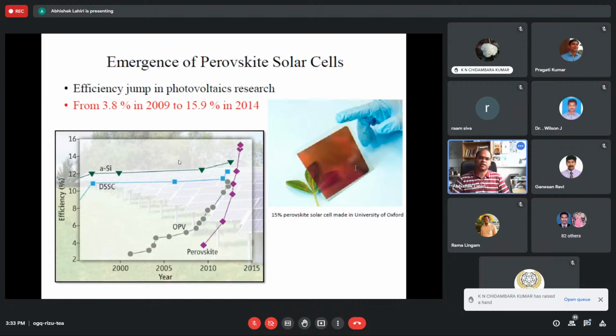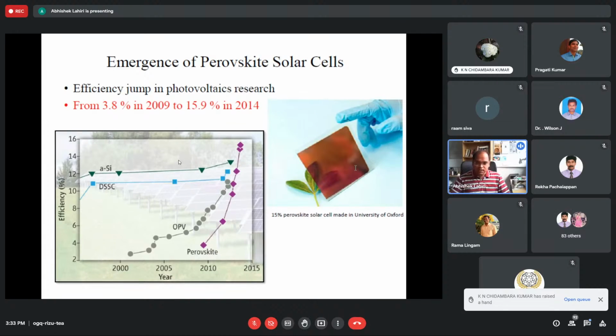Now, perovskite solar cells basically started way back around 2002-2003. Perovskite is a very well-known structure, especially if somebody is from mineralogy, they will know the perovskite structure straight away. It is a very, very stable structure, and it has been known for over 150 years.